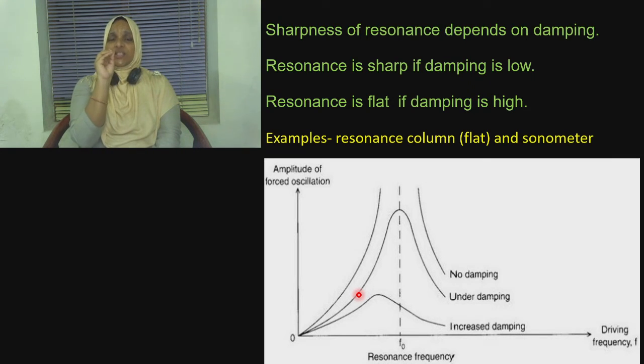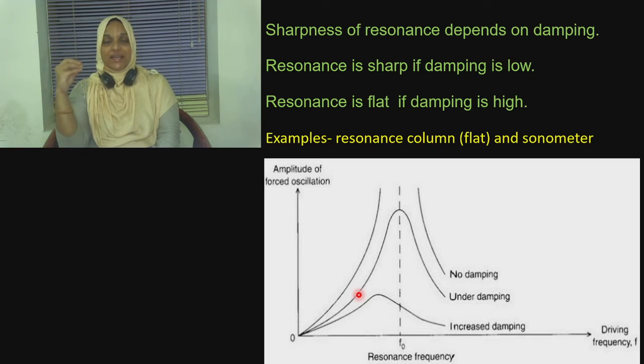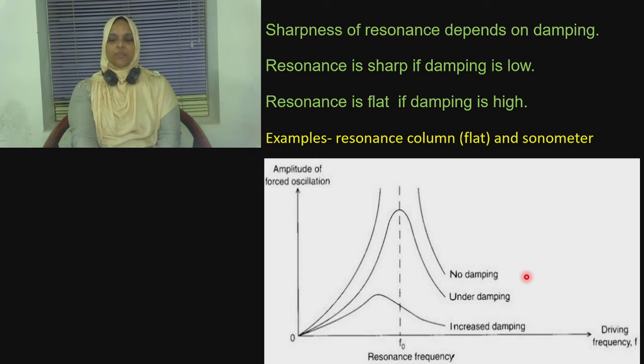There we cannot observe a sharp increase in amplitude, but there will be a gradual increase of amplitude and then a gradual decrease. That is an example of flat resonance. So the resonance column experiment is an example for flat resonance, and the sonometer is an example for sharp resonance. Sharp resonance occurs whenever the damping force is very low.